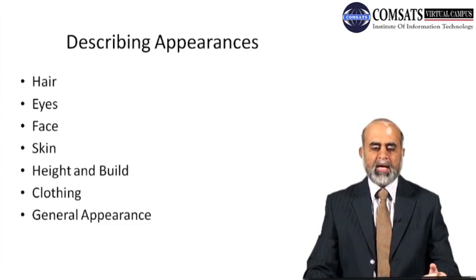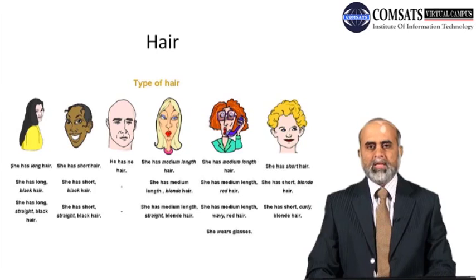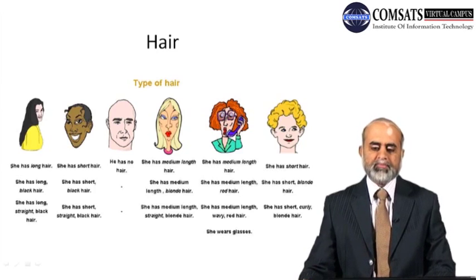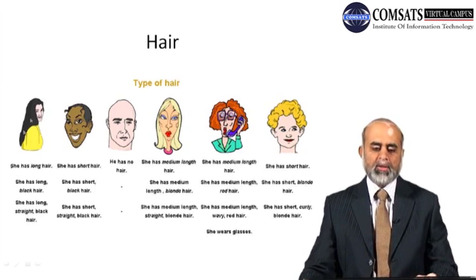Let's move on and have a look at different kinds of hair. Hair, as I said earlier, could be long, could be short, or someone might not have any hair at all. Hair could be of medium length, or really very short. And similarly, hair could be long and black, hair could be short, right? And this one is long, black and straight. She has long, straight, black hair. Okay? And here she has short, straight, black hair.